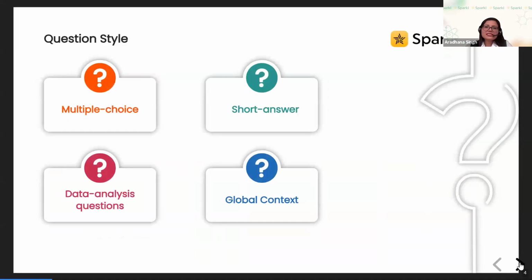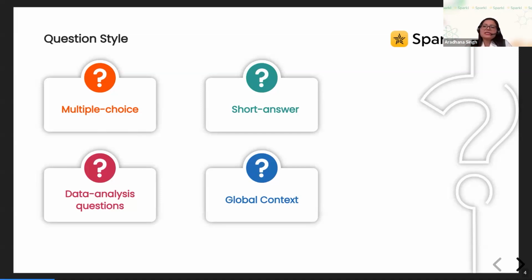Let's see what the question styles are that we are going to get in the final exam. Multiple choice questions, very few, you will get, right? And it will be part of a big question. One or two sub parts of that question will be related to multiple choice.